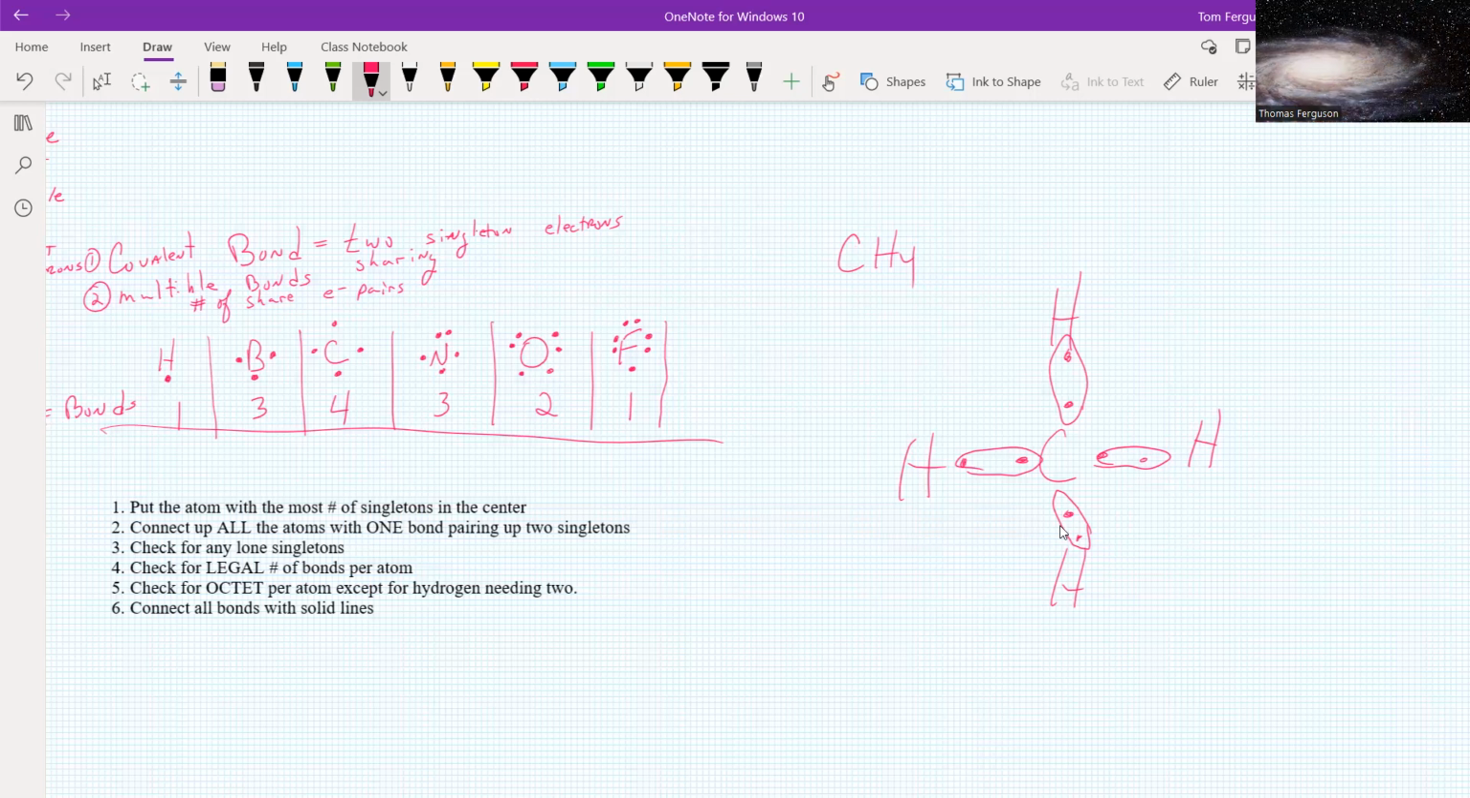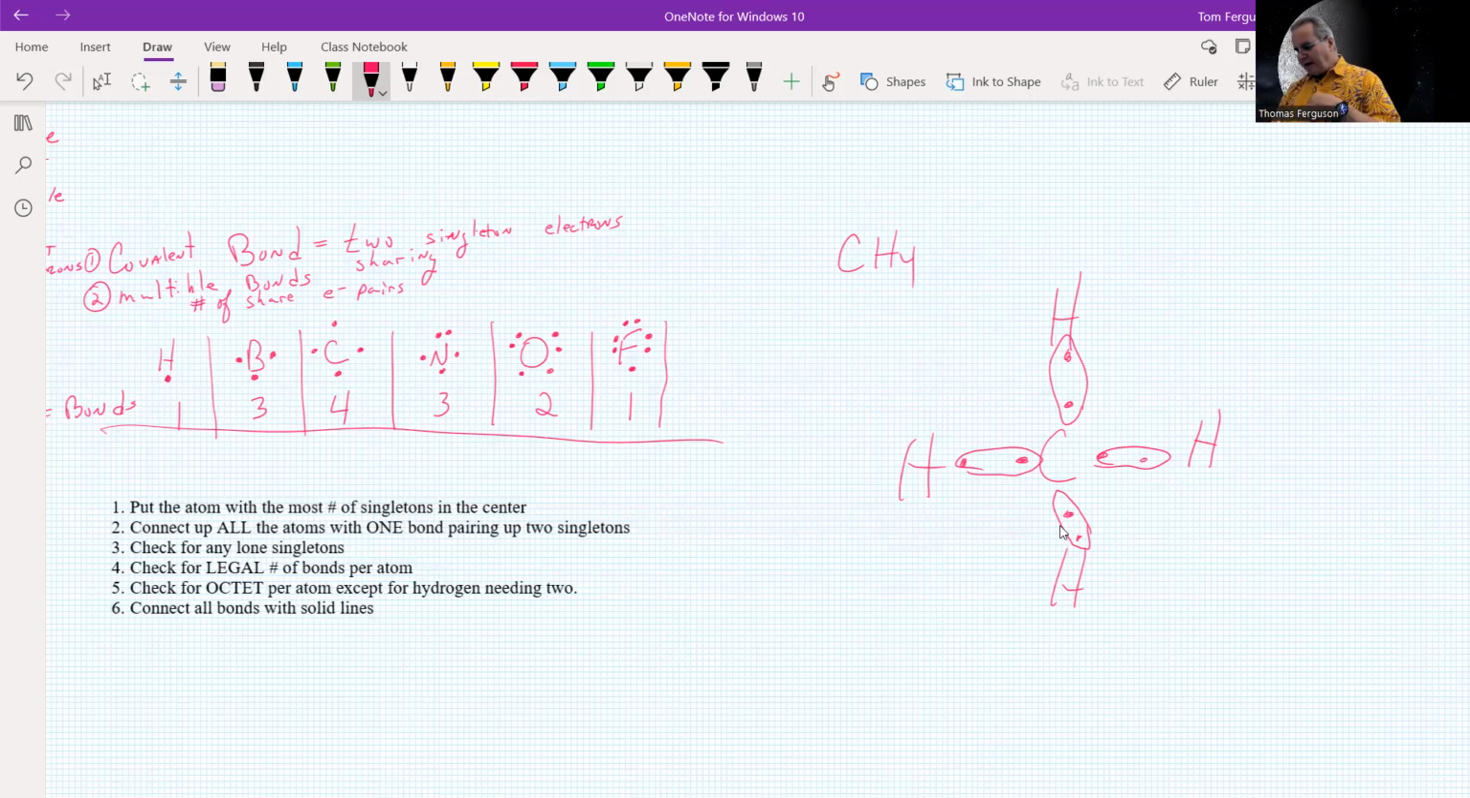Okay, so number 4, check for legal number of bonds per atom. How many bonds does carbon want? 4. And how many bonds does carbon have here? 4. So that's good. What about hydrogen? How many bonds does hydrogen want? 1. And each hydrogen has 1 bond.